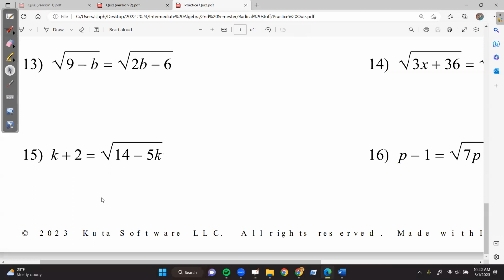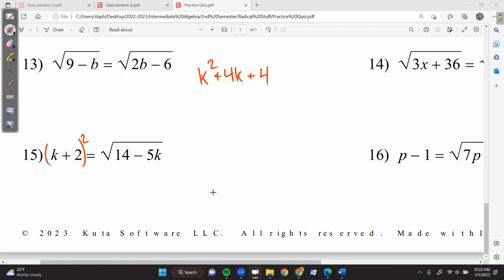On the left side, when I square it, what do I get? This left over here, right here. K squared. K squared. Plus 4K. Plus less.